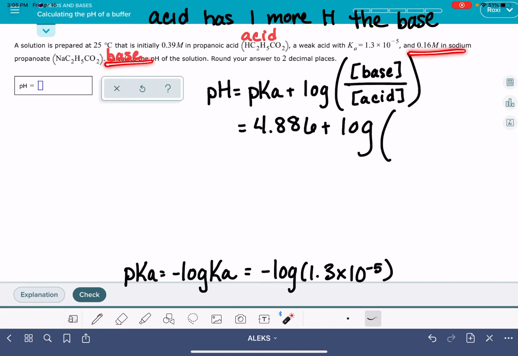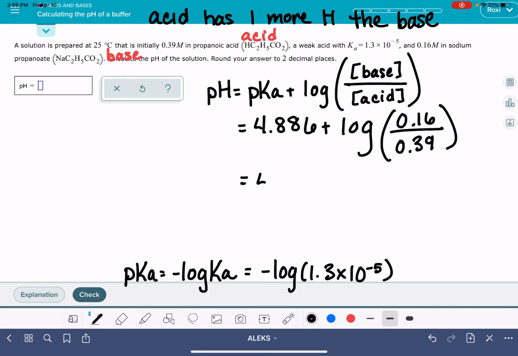The molarity of our base was 0.16, and the molarity of our acid is 0.39. And so now we just have to do this math. 0.16 divided by 0.39, take the log of that, and then add that to 4.886, and I get 4.499. ALEKS wants 2 decimal places, so that's going to be 4.50.